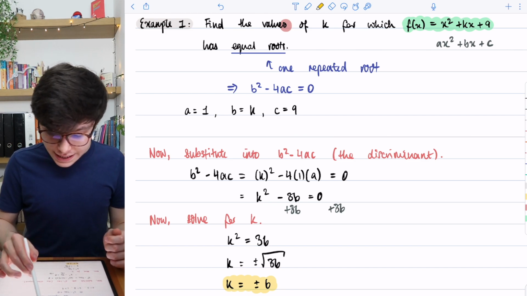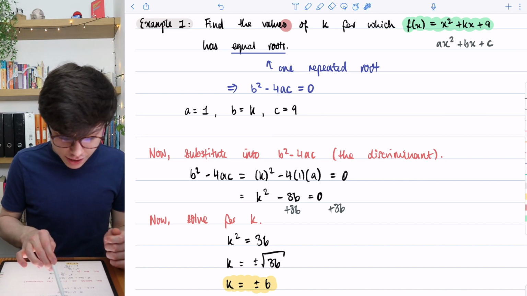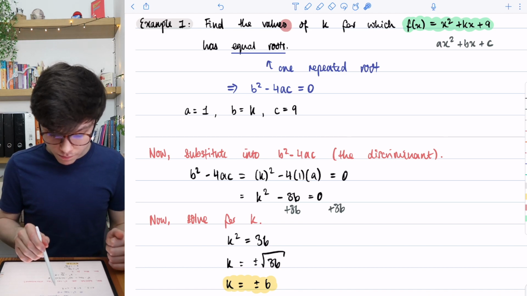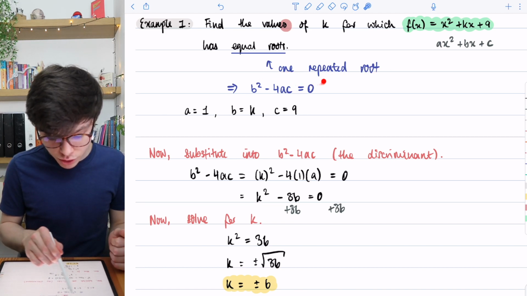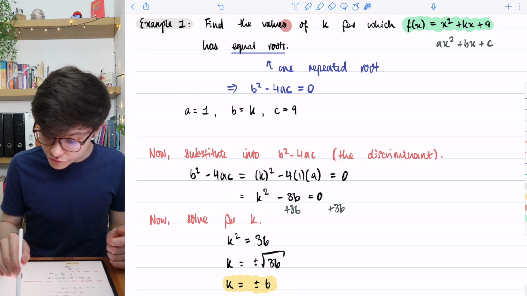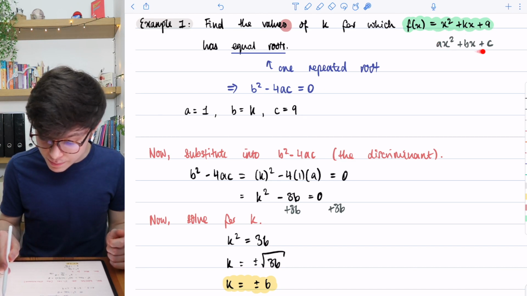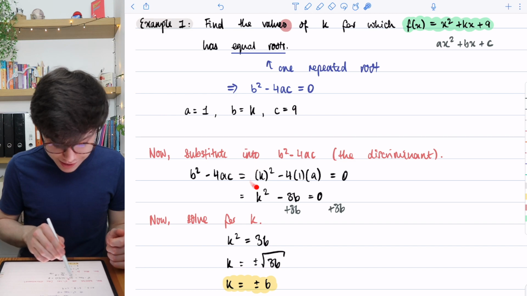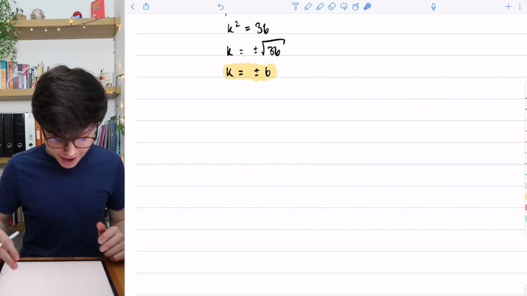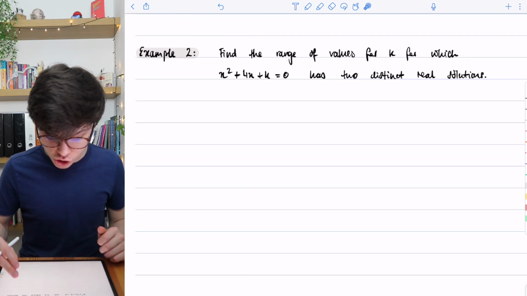So all we did is use the information here, the equal roots. If we've got equal roots, then that means one repeated root, so the discriminant is equal to 0. Then we can find our values of a, b and c, and substitute to solve for k. Hopefully that wasn't too hard. Let's have a look at example 2.